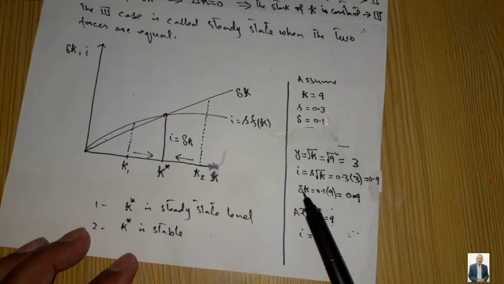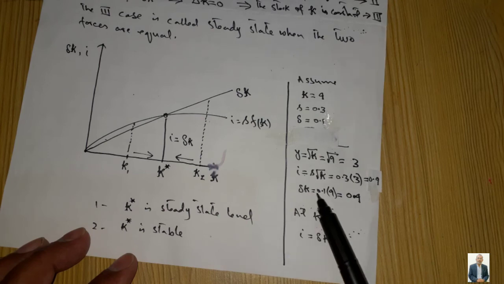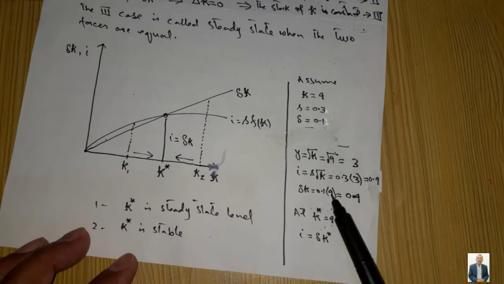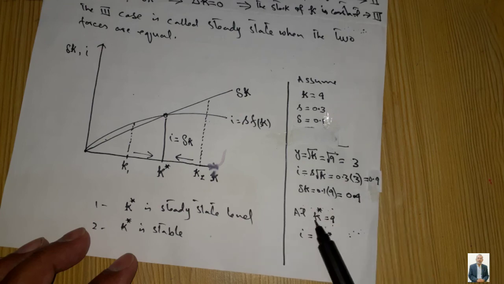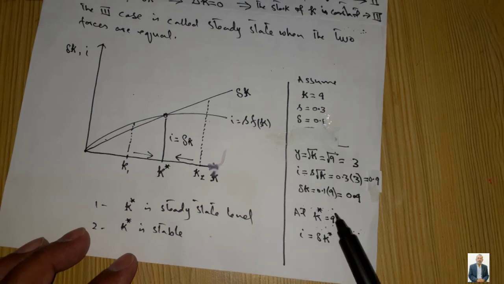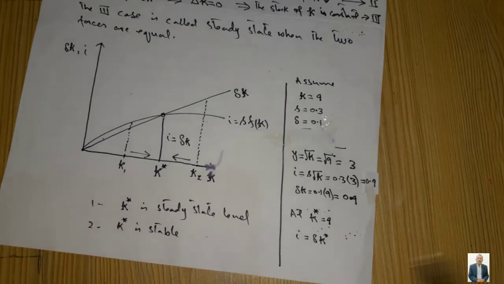So depreciation is delta, we assume it is 0.1, and capital per worker is 9, and this is again 0.9. So investment and depreciation are both equal here at K star equal to 9. This 9 is called the steady state level of capital accumulation, where the two forces are equal.